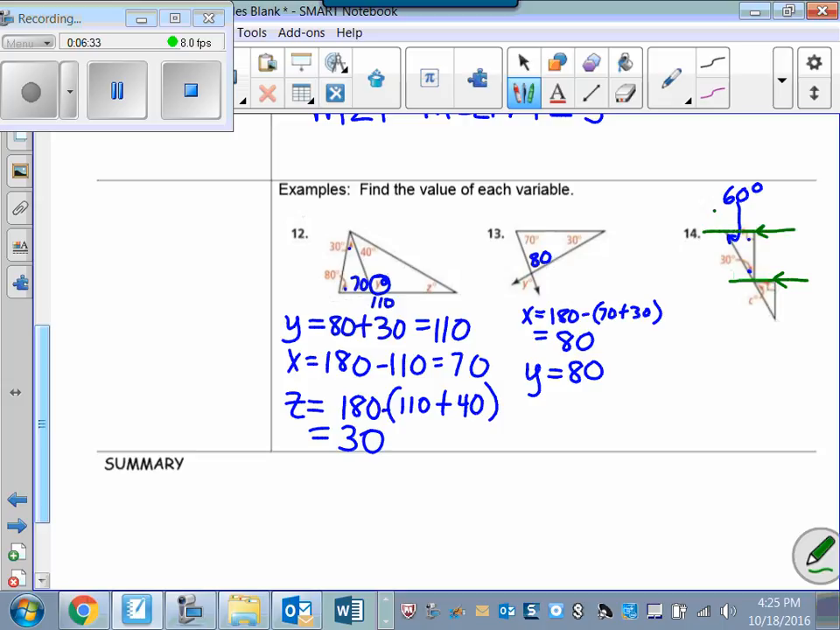And if I consider this to be my transversal, then what do I have here? I have this 60-degree angle that I just found, and here's my angle C. What is the relationship between those two angles? These two angles are corresponding angles, right? Corresponding angles, which means they are congruent, which means their measures are the same. So that tells me that C also has to be 60.